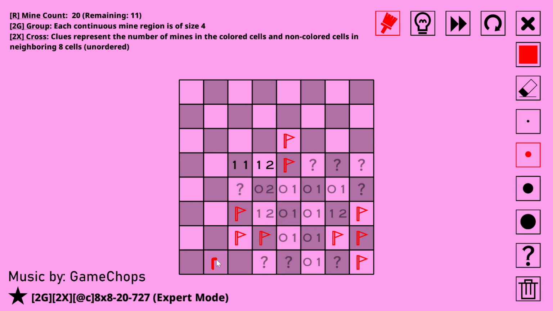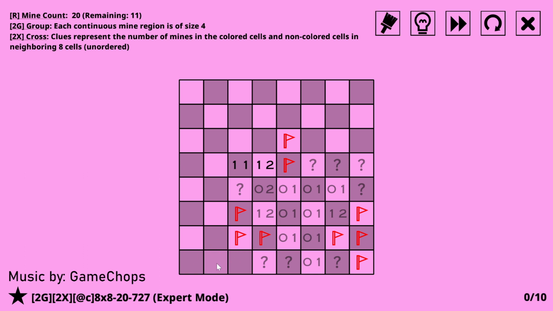This can't be mine. If it was mine, then to make this region of 4, it must escape to here. But now, none of those can be mines, which will isolate this into a region of at most 3. So this can't be mine. 2, 2. Okay. So that means both of these are mines. This therefore can't be mine, otherwise you'll make a region of 5. This 2, 2 is therefore complete. This region of 4 is done.